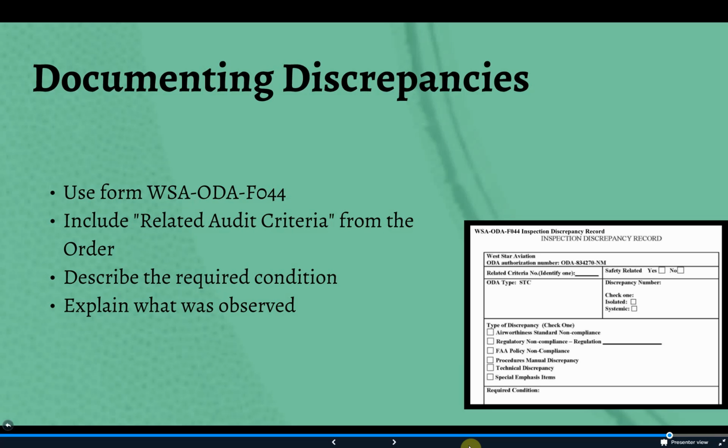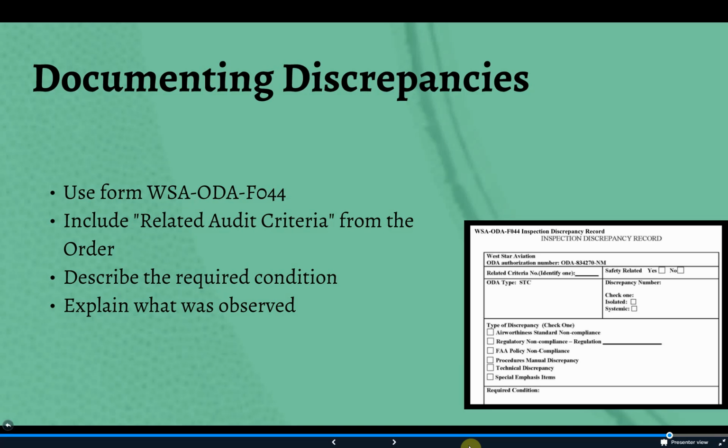When documenting a finding, the related audit criteria is the number in the criteria area, like 1-3 or 2-6, that is from the order and should be listed. There may be more than one set of criteria from the order to choose from, but you need to select the one that's most relevant to what you found. Check the safety-related box if there are safety concerns in what you uncovered, and check whether you feel the item is systemic or isolated. If you found more than one instance of the issue, it's systemic.